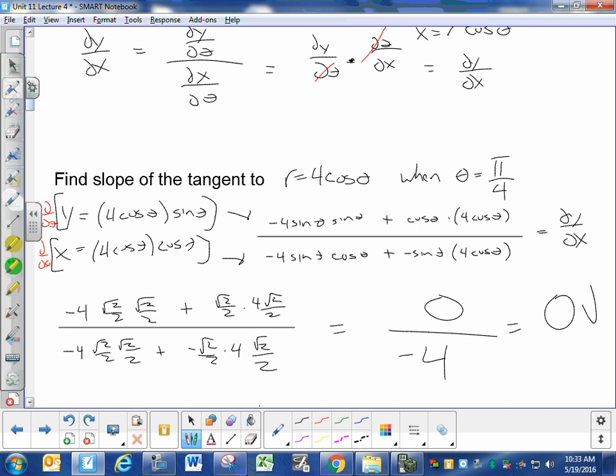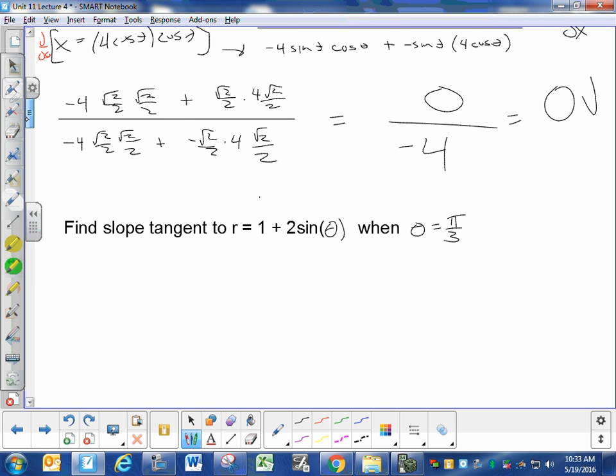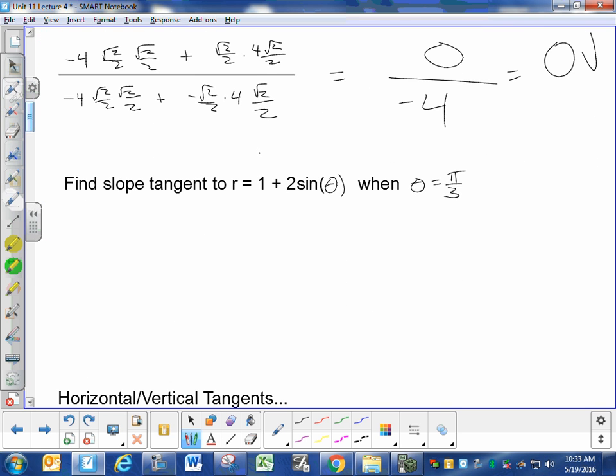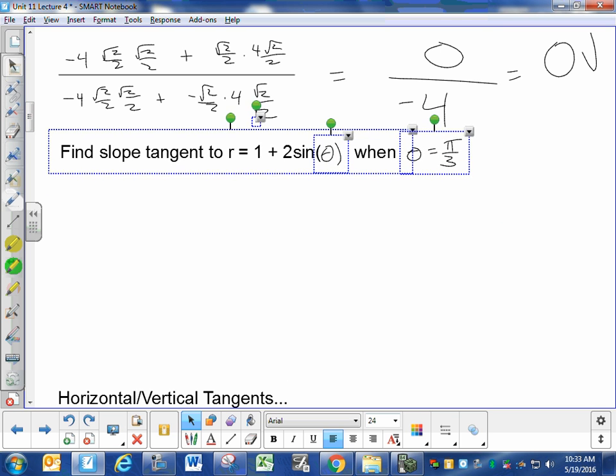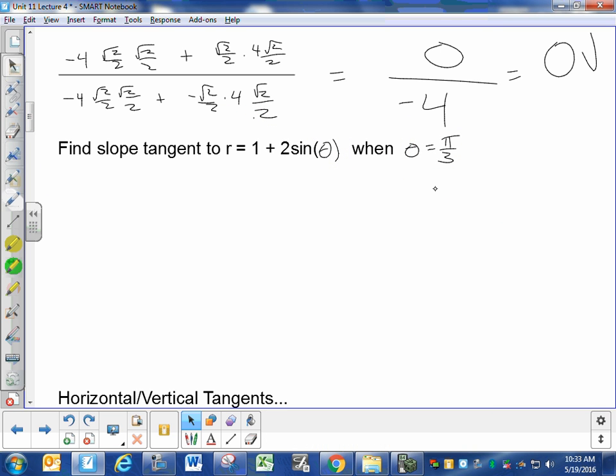Let's do another one, a more difficult one. Find the slope of the tangent to r equals 1 plus 2 sine theta when theta is equal to pi over 3. How do we find dy dx? Step 1, what do we do? Yes, we need dy d theta and dx d theta. Before we get dy d theta and dx d theta, what will we need?